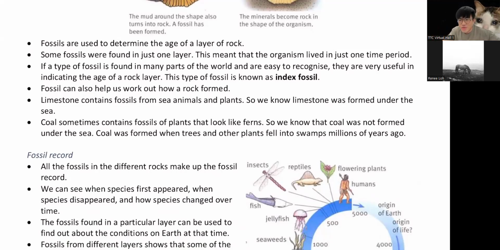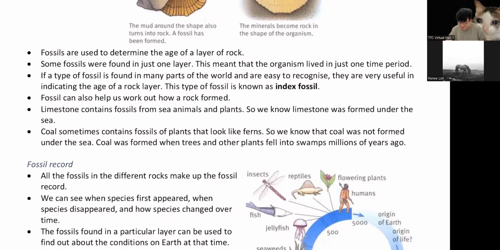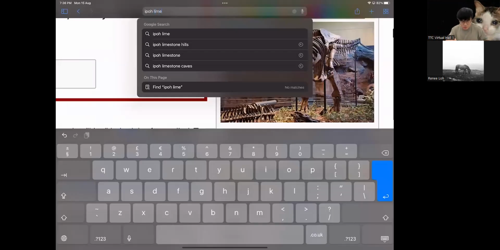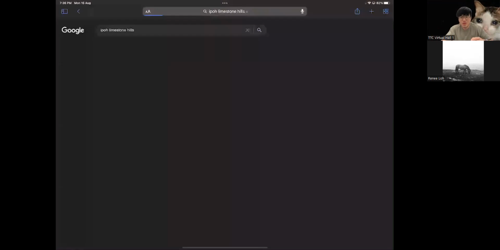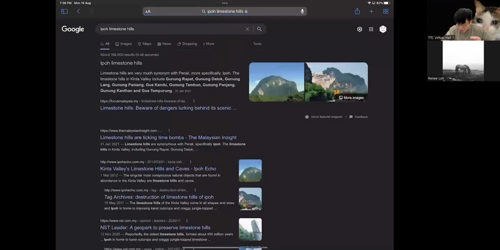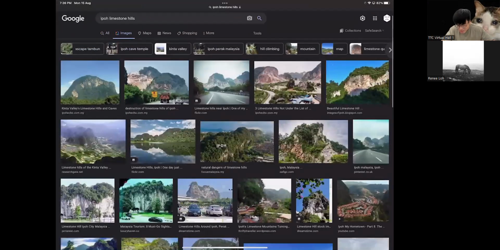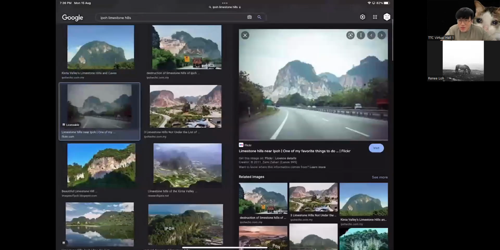Alright, have you been to Ipoh before? Do you know Ipoh is full of limestone? When you pass by Ipoh, all those mountains, those are all limestones. Okay, let me show you. Ipoh limestone here. When you pass by Ipoh, all these, they are limestones, you know.